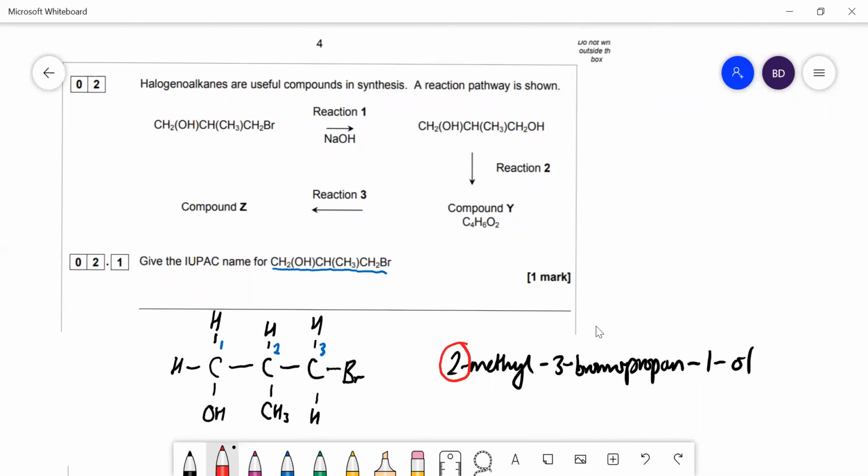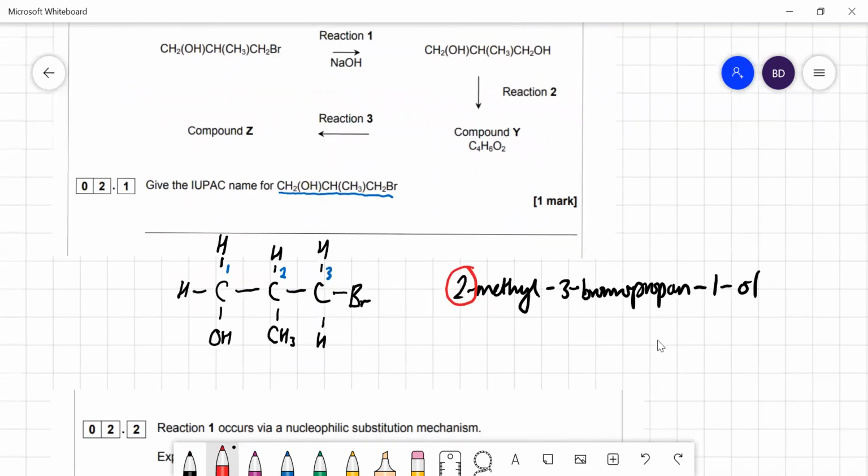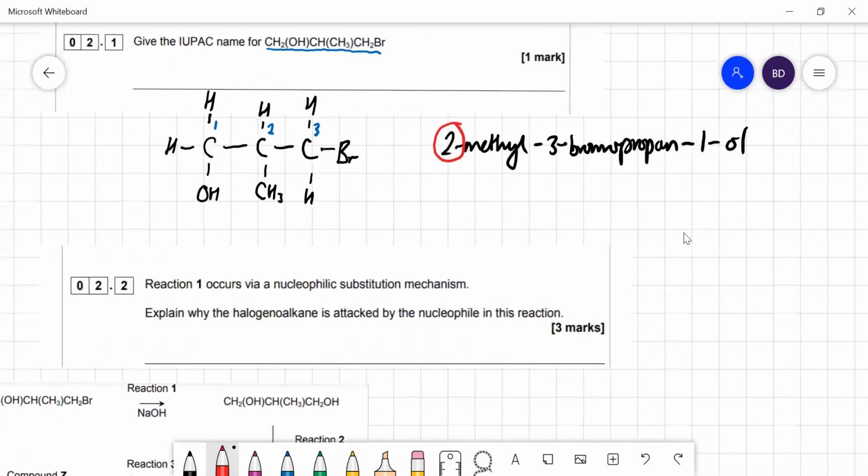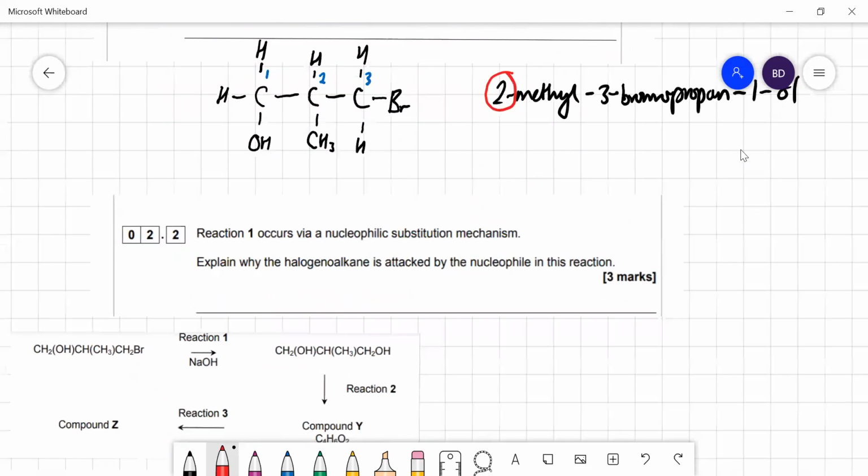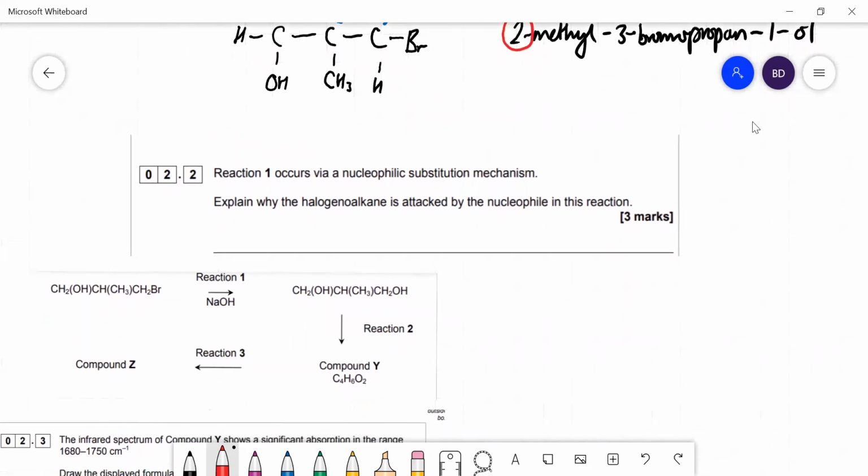Okay, it would be best to leave it off because it's not entirely necessary. Okay, right, reaction 1, I've put this scheme, occurs via a nucleophilic substitution reaction.